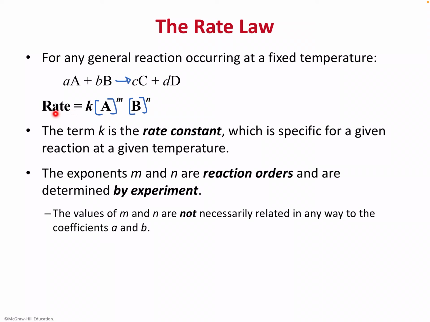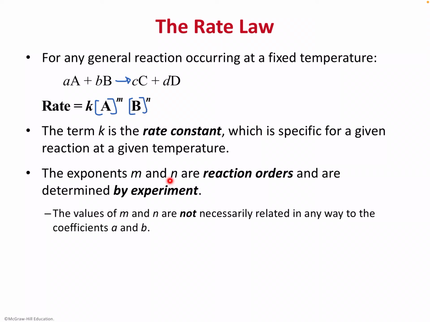The way we write it is we have a rate and then we have the rate constant. K is a rate constant which is specific for a given reaction at a given temperature. If the temperature doesn't change, for one particular reaction, K is going to be a constant. Okay? And then [A] is the concentration of A and [B] is the concentration of B. And these m and n represent the orders of the reaction. And we will see in detail what this order means.